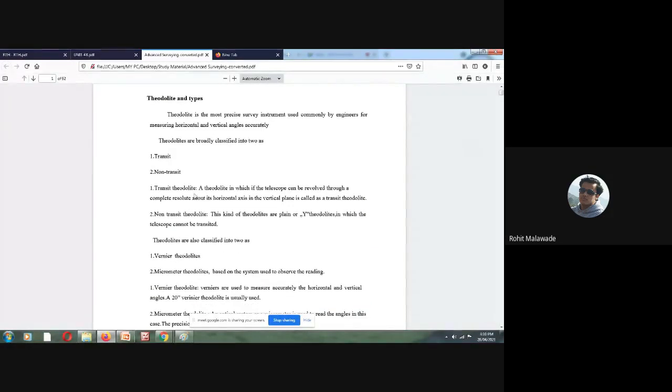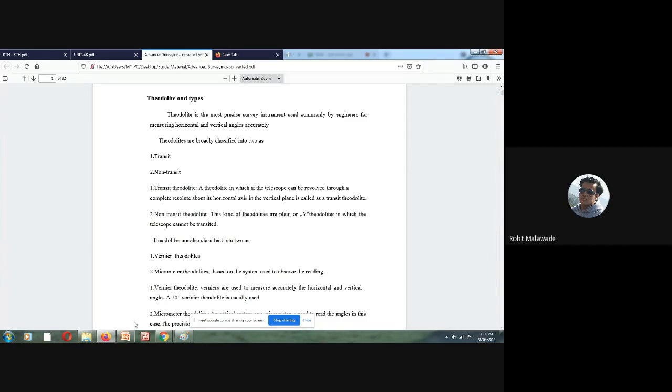Now, what do you mean by a transit theodolite? I'll tell you. A transit theodolite is a theodolite in which the telescope can be revolved through a complete revolution about its horizontal axis in a vertical plane. If I tell you this definition right now, you are not in a position to understand it, because at present you don't know what transiting means.